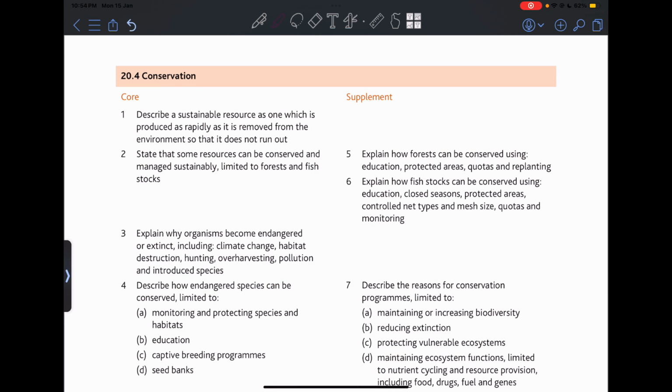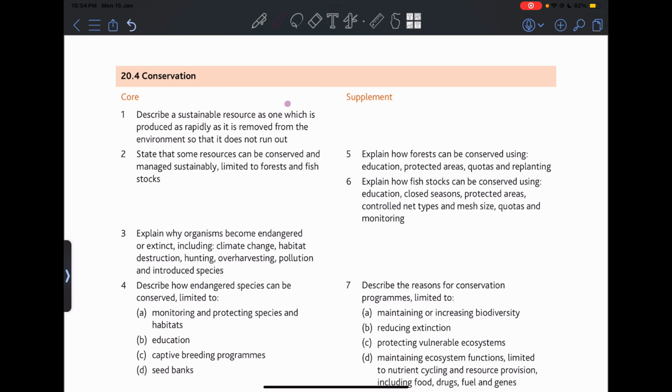20.4 is conservation. Core and extended students have to define sustainable resource as one which is produced as rapidly as it's removed from the environment so that it does not run out. For example, oxygen. Oxygen is a sustainable resource, it will never run out. And state that some resources can be conserved and managed sustainably, limited to forests and fish stocks.